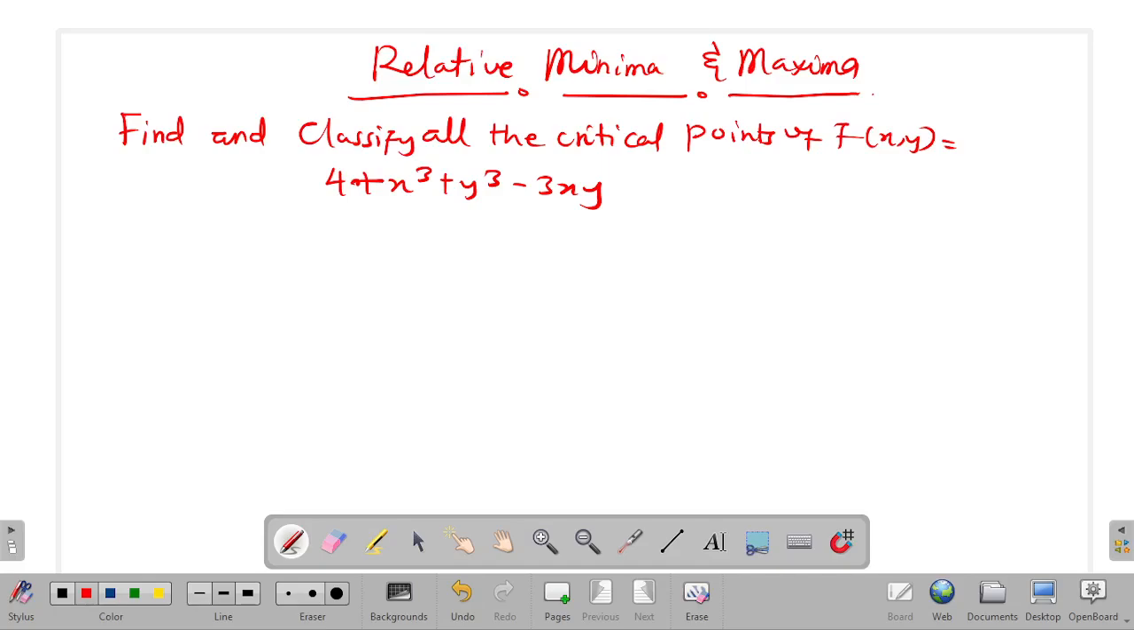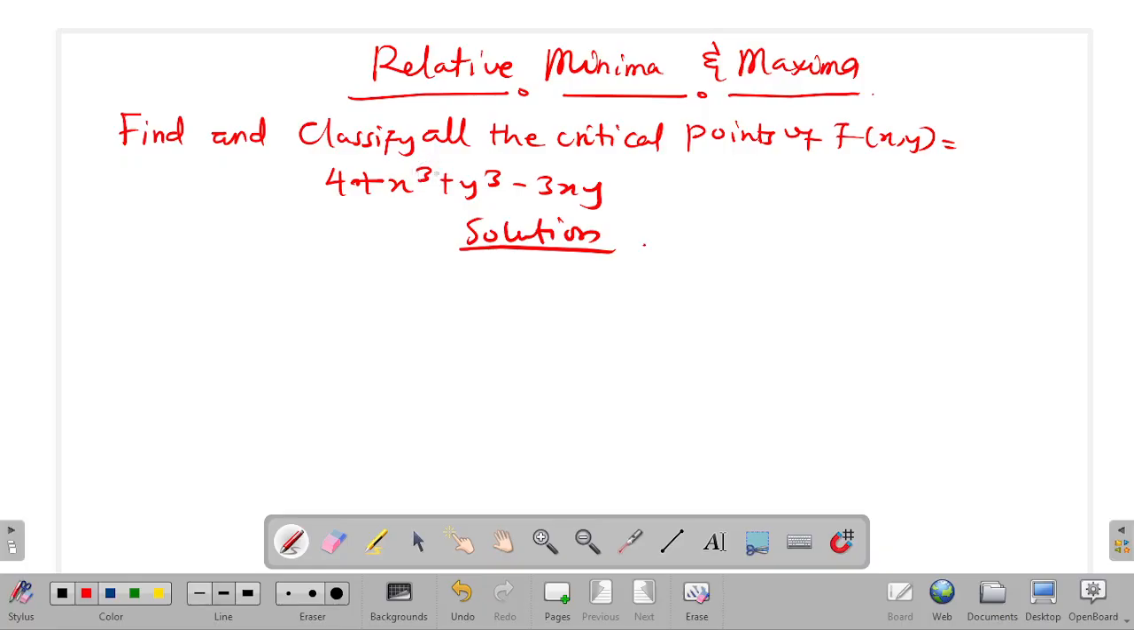In this video, I'll be taking you through relative minima and maxima for a multivariable function. The problem says: find and classify all the critical points of the function f of x, y given as 4 plus x cubed plus y cubed minus 3xy. I'll explain how to find relative minima and maxima, and using this problem, you'll understand it perfectly.